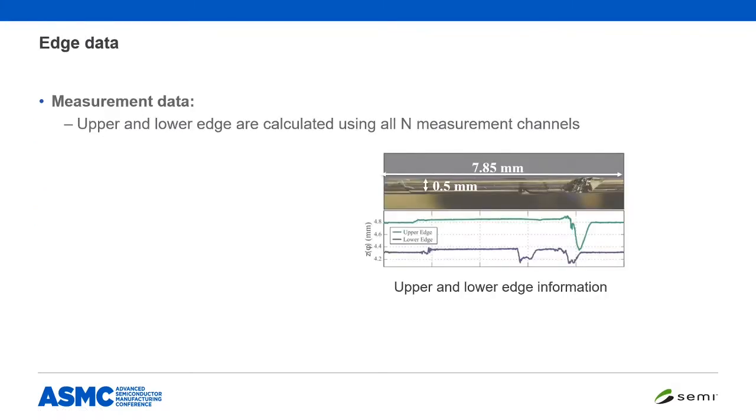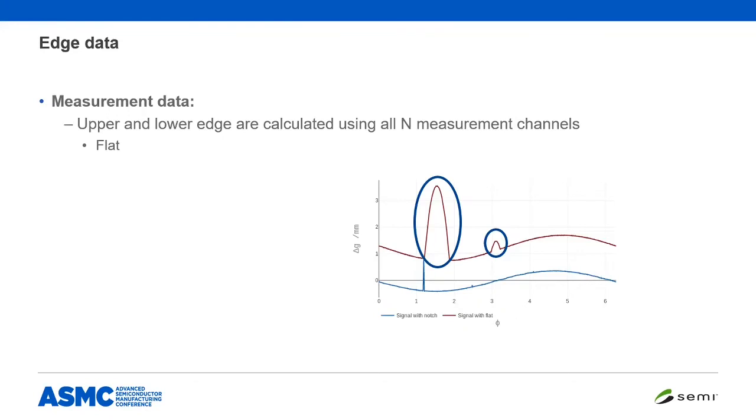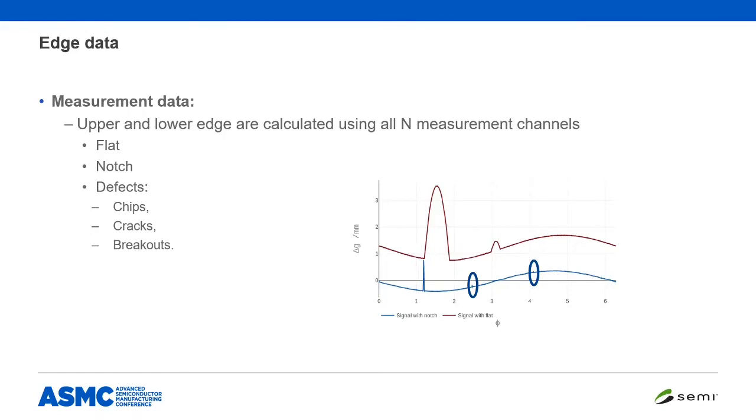So let's talk about our measurement data. For detecting and classifying normal defects, it is sufficient to use the upper and lower edge information calculated using all n measurement channels on the wafer edge. This can be used for detecting flats, notches, or defects such as chips, cracks or breakouts on the wafer.